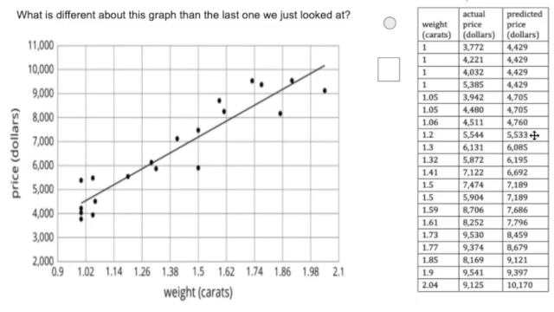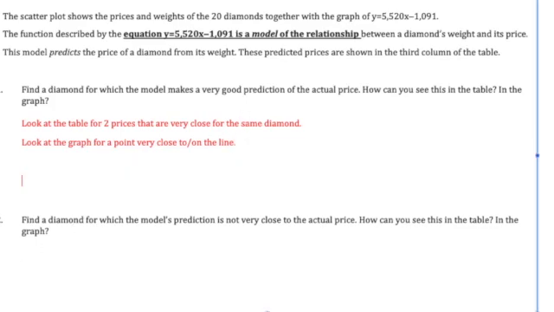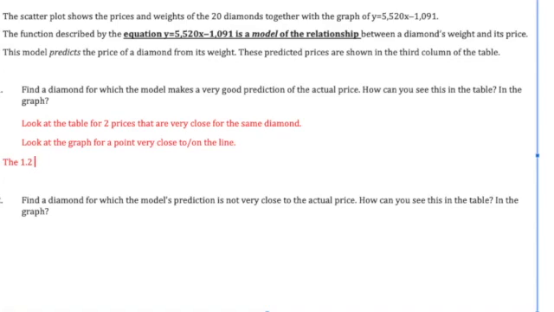That's like a tenth of what tax would be. So the 1.2 carat diamond costs $55.44, and it was predicted to cost $55.33. So it's only off by $11. And honestly, I think looking at the graph is more efficient than looking at the table first.